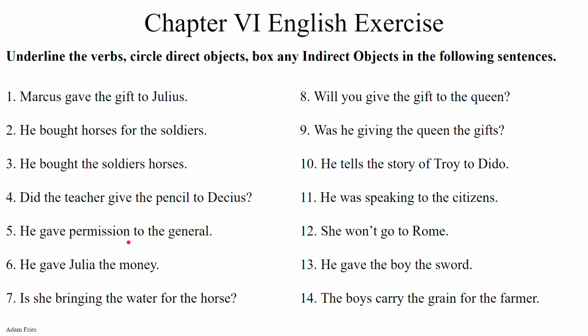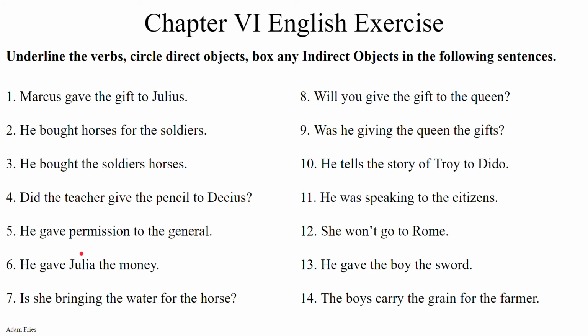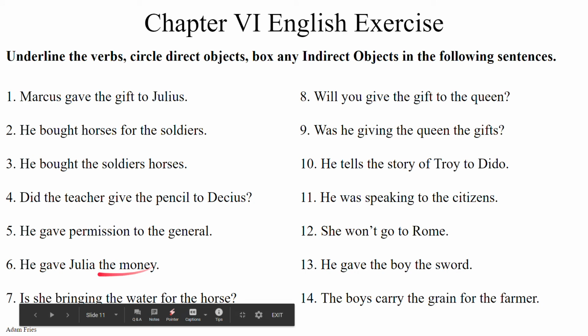6. He gave Julia the money. So underline gave. What did he give? Did he give Julia? No, he gave the money. We're going to circle the money, the direct object, and then box Julia. Julia is our indirect object.